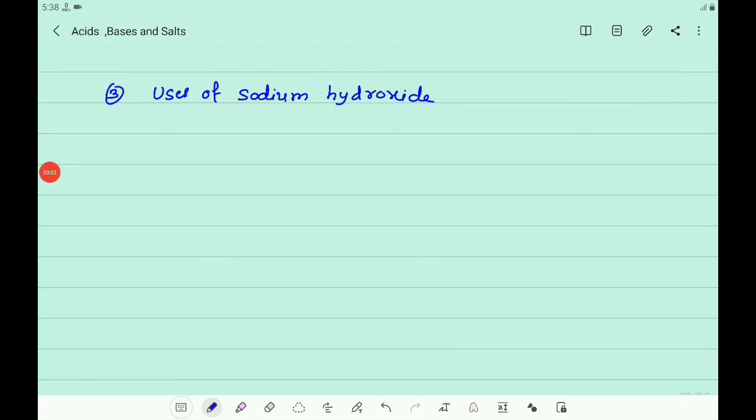Children, now you write the uses of sodium hydroxide. What are the uses of sodium hydroxide? Sodium hydroxide is used to make soaps and detergents, and also it is used in artificial textile fibers like rayon, etc. And also it is used in the manufacture of paper and also in degreasing materials. So you take first use. It is used to make soaps, detergents.